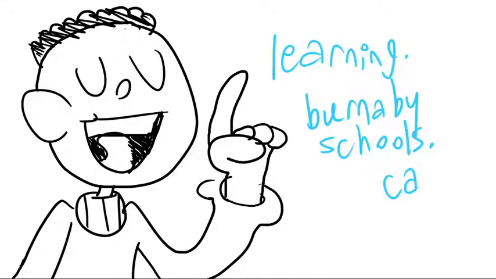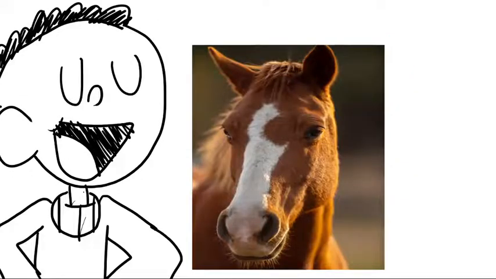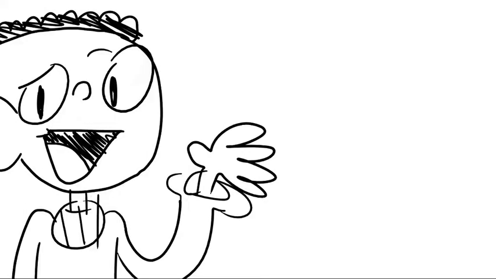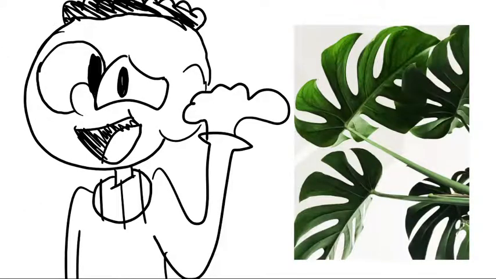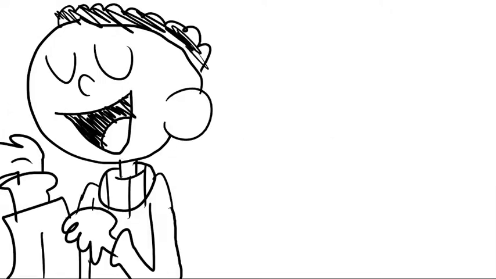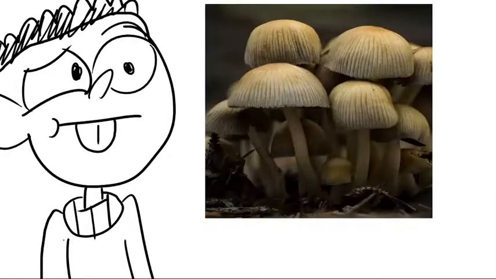Moving on to a consumer. Learning.burnabyschools.ca tells us that a consumer is an organism that eats a producer. An example of this would be a horse. Then there's a producer. A producer is an individual that makes their own food using photosynthesis. Plants are an example of producers, like this one. Next up is decomposer. A decomposer is a consumer that breaks down dead waste. That's from SlidePlayer.com again. An example would be fungi.